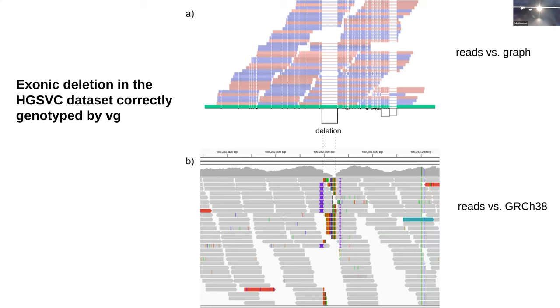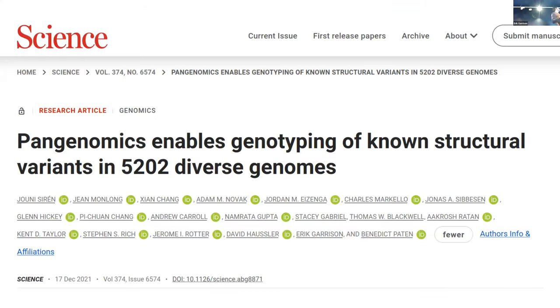If you have the graph, you put the variant in the graph. Then if you have a new sample, you can just genotype it directly. This is just showing reads against the graph model at the bottom. And so this was actually key for this paper. So this is kind of preliminary work building up to this.